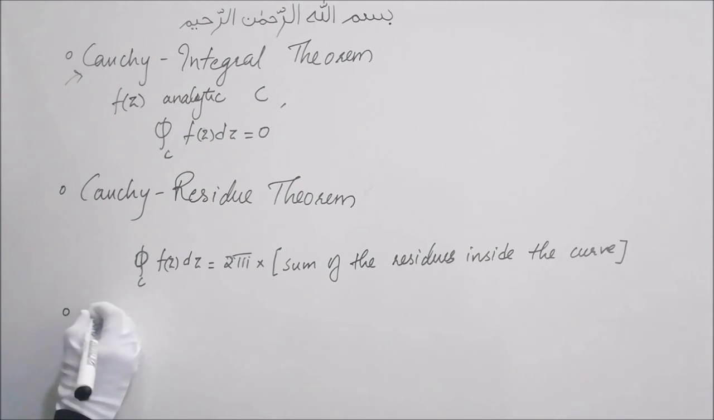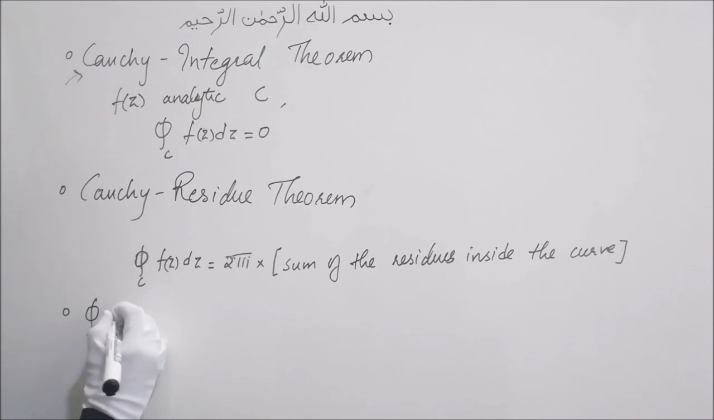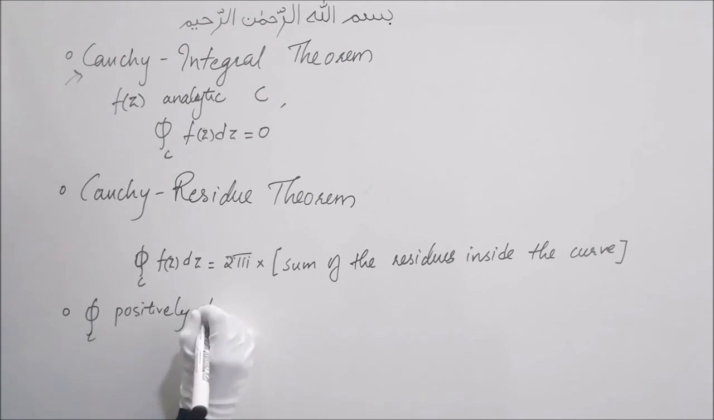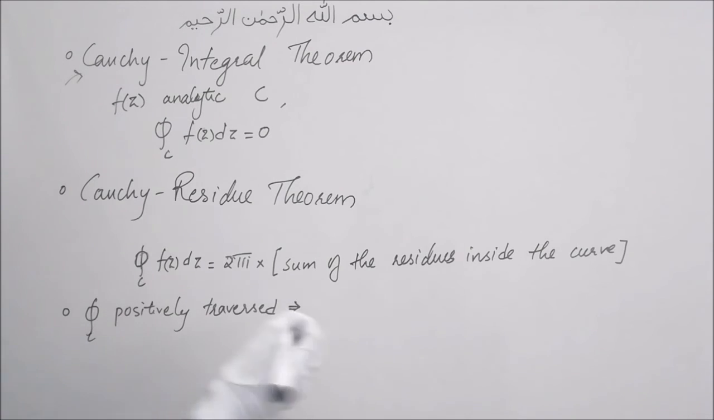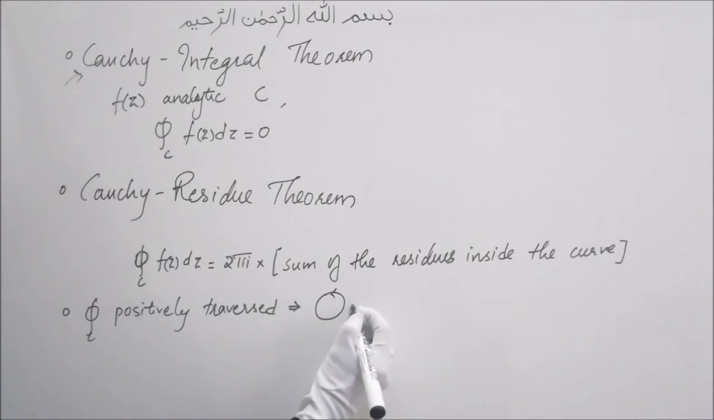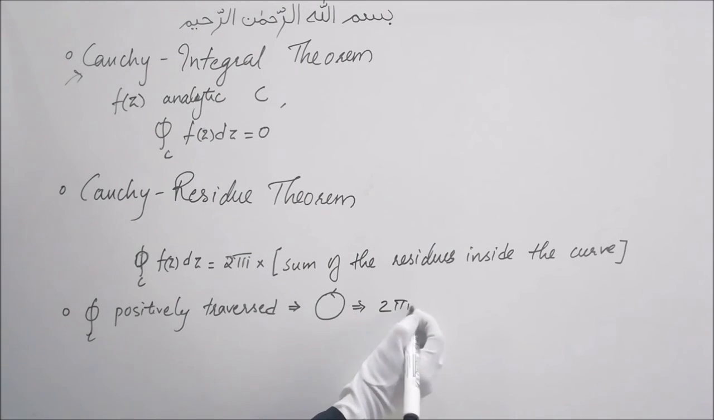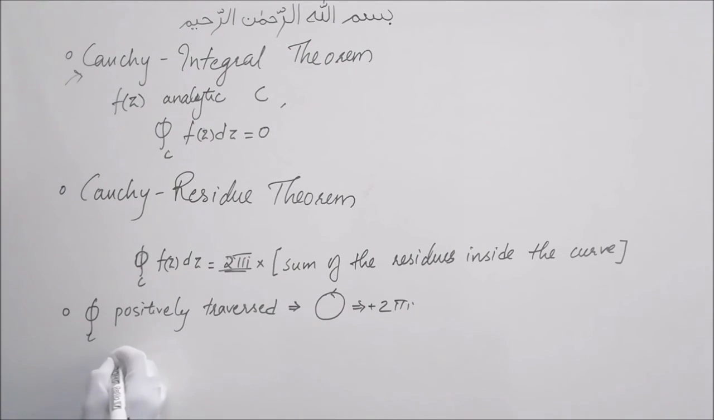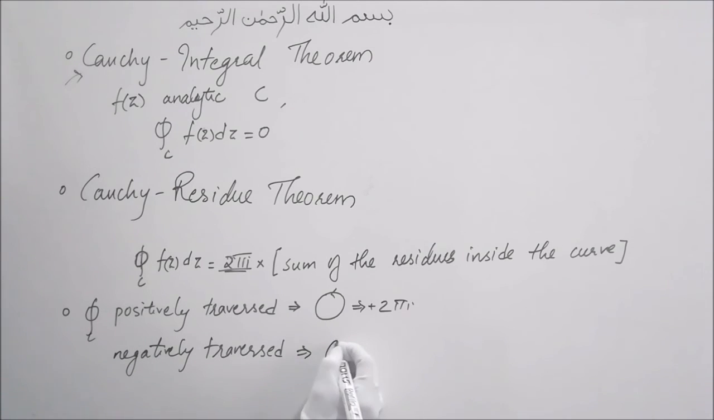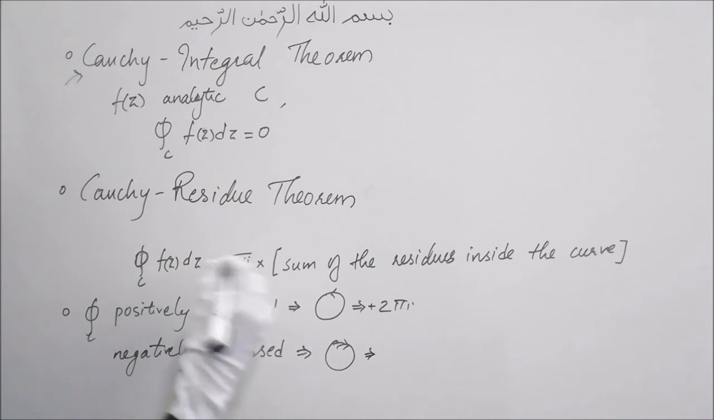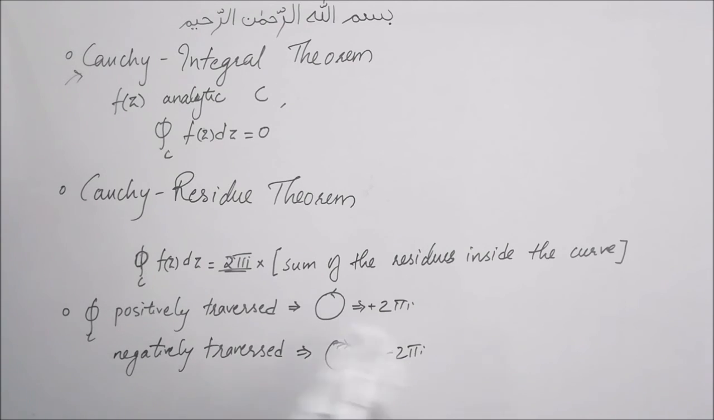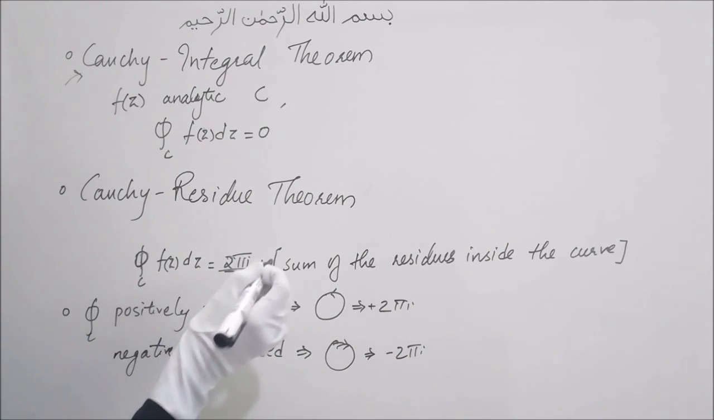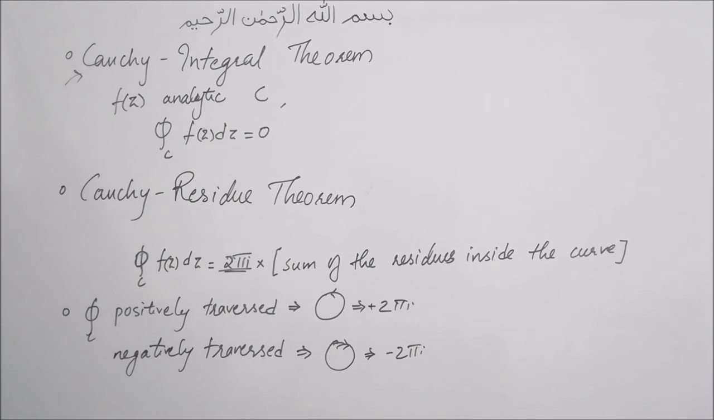Now in the problem, if it says that this contour C is positively traversed, that means we are having anti-clockwise direction and that gives us plus 2 pi i. So in this formula we will use plus 2 pi i into the sum of the residues inside the curve. But if our contour C is negatively traversed, that means we are moving in the clockwise direction, and then at that point we will use minus 2 pi i. So our integration will be minus 2 pi i into the sum of the residues inside the curve.